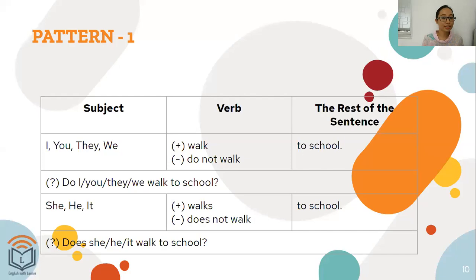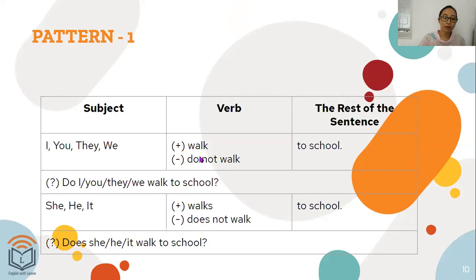How about other sentences? How can we create other sentences in simple present tense? Look at this one. If you have a verb, pay attention to the subject. If the subjects are I, you, they, or we, you can just use the original verb, or it is called base verb. Base verb means verb without any s or es, without ed, without ing. So it is just the word itself, the verb itself. Do not add it with anything.